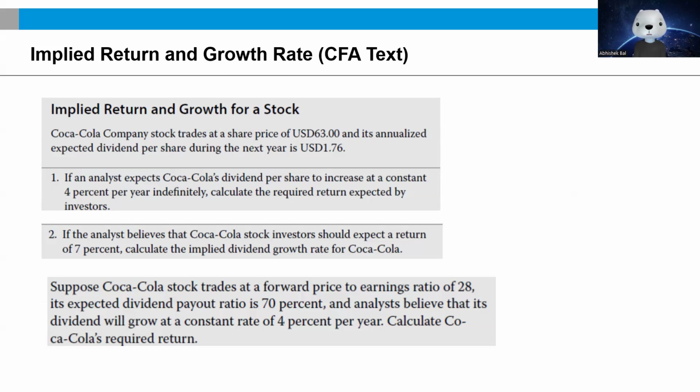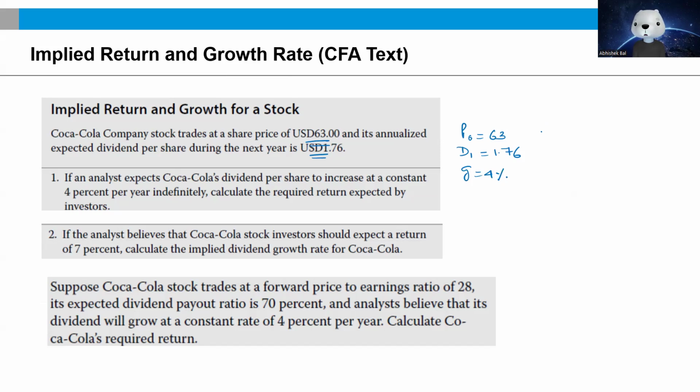And I have picked these examples directly from your curriculum, and I read out. Coca-Cola Company stock has a share price of 63. Annualized expected dividend per share during the next year is 1.76. So we have been given P0 as 63. The annualized dividend for the next period has been given to be 1.76. If analysts expect Coca-Cola's dividends per share to increase at a constant 4% per year indefinitely, that is, the growth has been given to be 4% indefinite. Calculate the required rate of expected return.